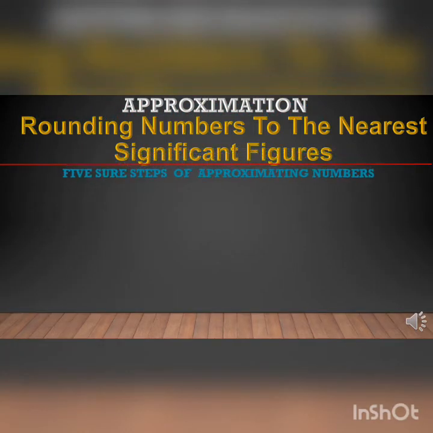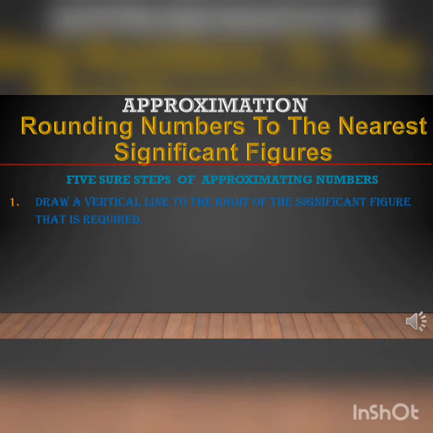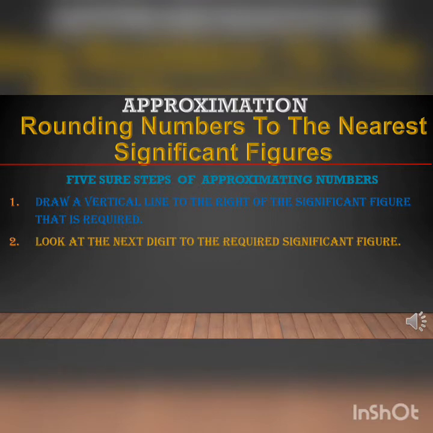So, our 5 short steps of approximating numbers. We've gone over this before, but just to refresh your mind, I'm bringing it up again. Our first step is to draw a vertical line to the right of the significant figure that is required, whether you're asked to approximate to the first, second, third, or fourth significant figure. Just draw a line right after the required digit, and then look at the next digit immediately after the line. That will tell you if it's to round up or down.